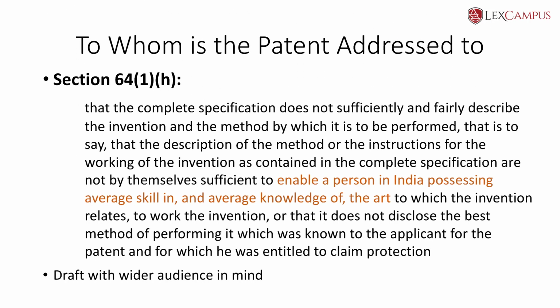Now, we have already covered section 64(1)(h). So the person to whom it is addressed is a person who has average skill in or average knowledge of the art. This is the person to whom the invention is addressed. And the enablement requirement tells us that the person should be able to come up with the invention. Though it is addressed to a person skilled in the art, patents have to be drafted keeping a wider audience in mind.